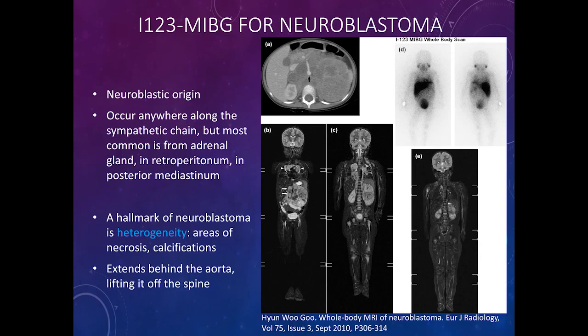You can see heterogeneous uptake in the region of the chest, which corresponds to the paraspinal masses that we see on MRI in the lower images. And it looks like maybe there are some bone lesions. You can see uptake around the left knee on the MIBG scan on the top right. The most common origin of neuroblastoma would be paraspinal regions of the chest and abdomen.